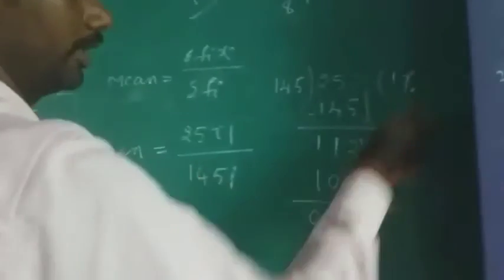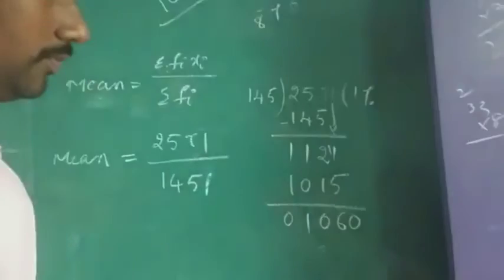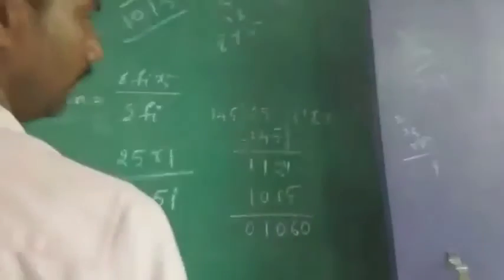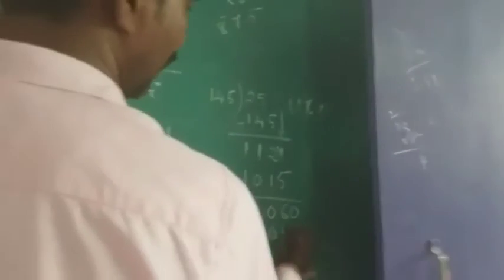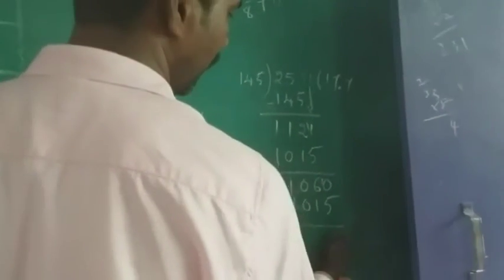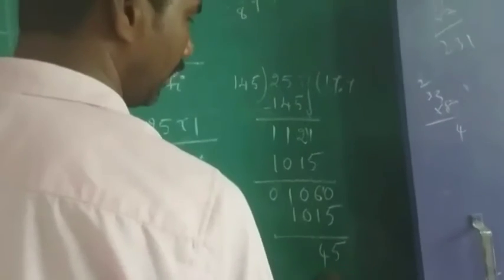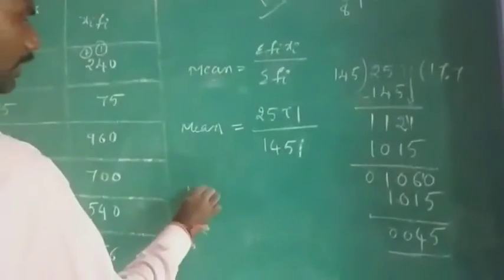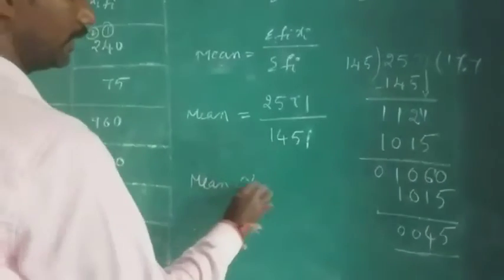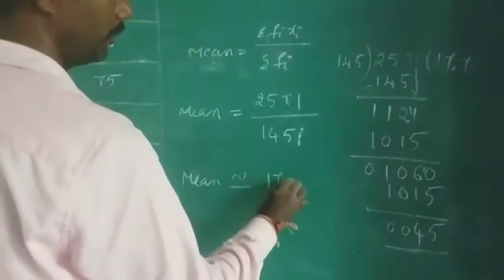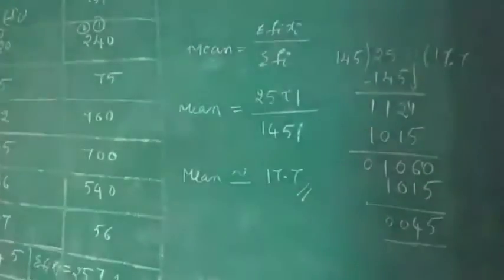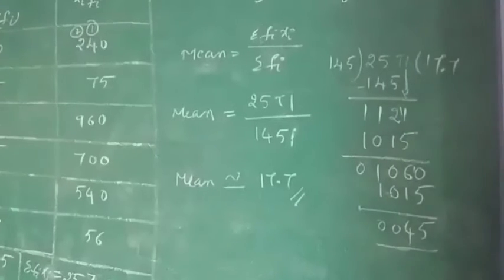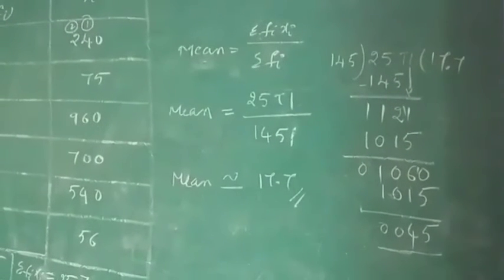Here the point you can take. So 0. Again 7 times, you will take 1015. So 10 minus 5 is 5. 5 minus 4 is 1. Very less. So approximately the mean answer is 17.7. So try to concentrate on it clearly, my dear students.